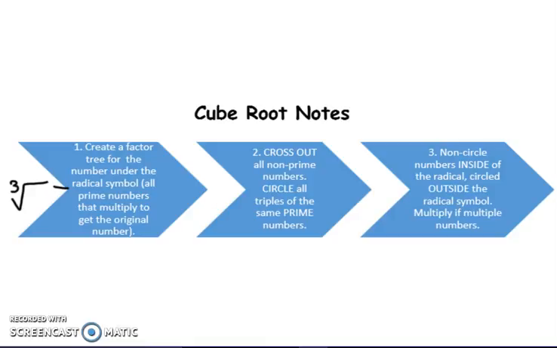Step 2, we're still going to cross out all the prime numbers. This time when we go to circle though, we want to circle triples, so anything that we have 3 of. The cubing of a number is to the 3rd power, so we need 3 of them. Our last step is still the same. Anything you did not circle stays inside the radical. Anything you circle goes on the outside, and we're still going to multiply those numbers.